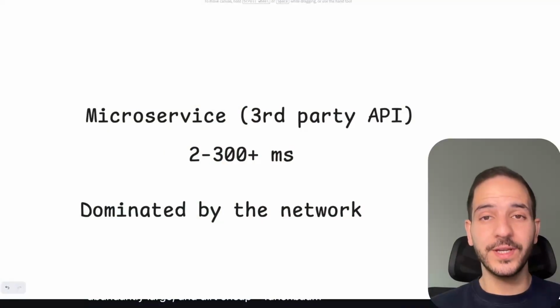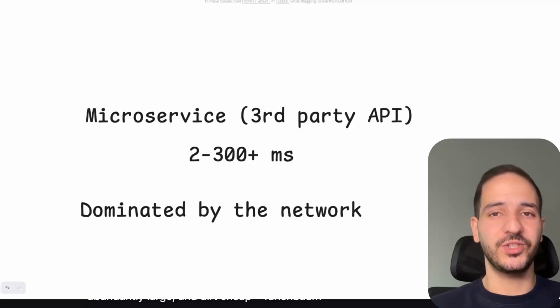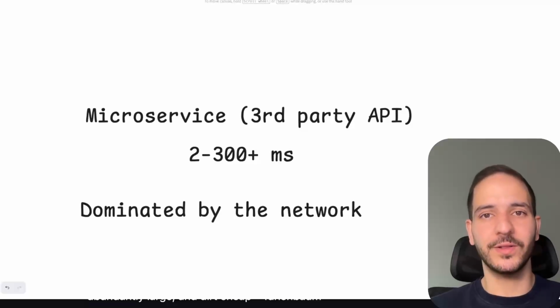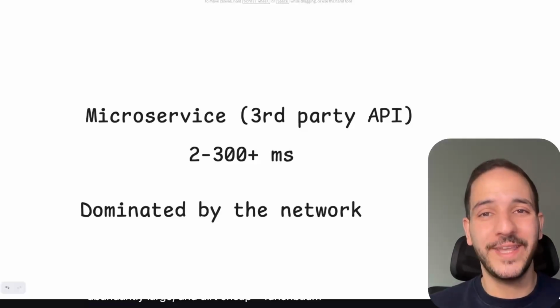For the third example, imagine we have a web service that's calling a third-party API across the internet. At this point, CPU and memory barely matter. The time is almost entirely dominated by the network. Congestion, routing, that's the bottleneck. Whether the data is in L1 cache or RAM barely matters compared to a 100 millisecond plus round trip.